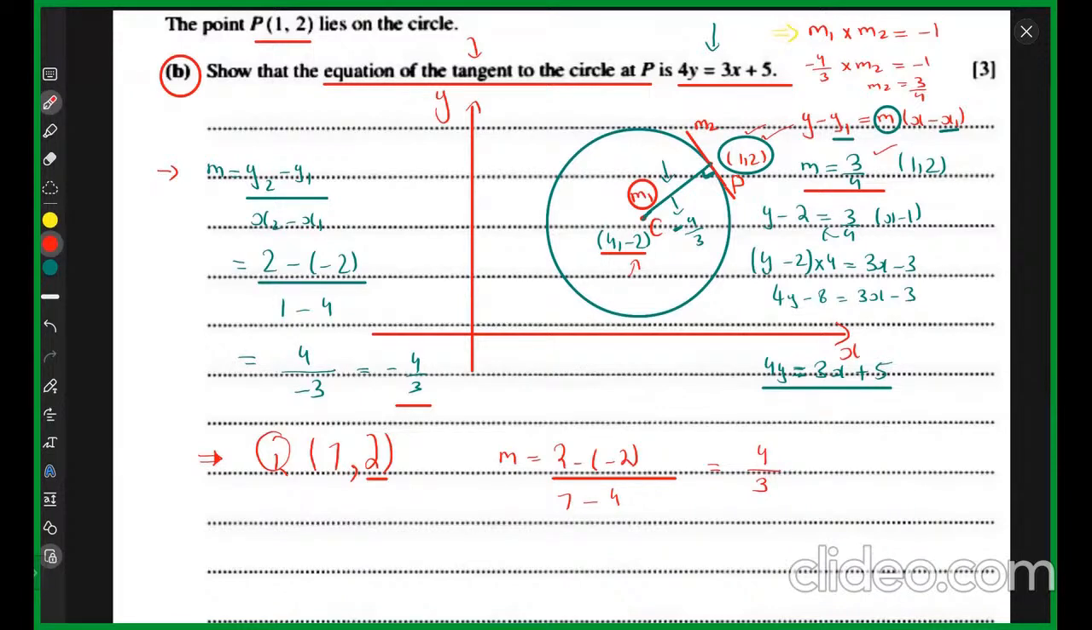I'm not interested in that gradient. I'm interested in the gradient of the tangent. That would be minus 3 by 4. So m is going to be minus 3 by 4. Okay. Now I am just going to erase it.